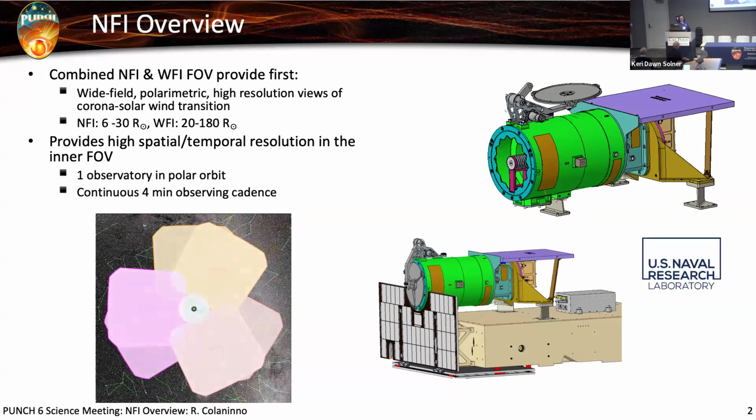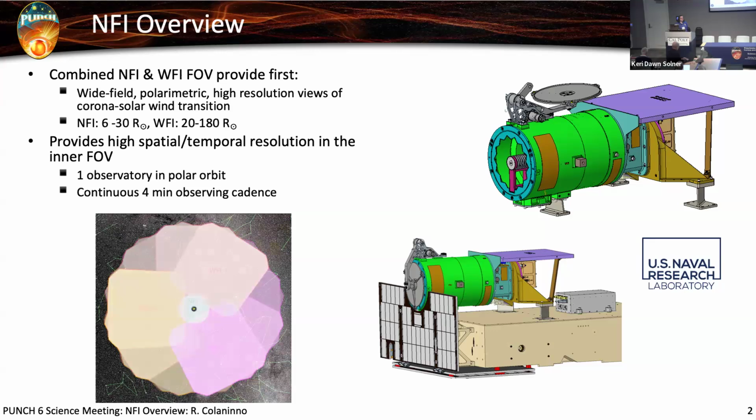NFI will be providing the inner part of the integrated virtual observatory that will be the Punch field of view. Our requirement for the NFI field of view is 6 solar radii to 30 solar radii. We're probably going to do better than that, but I don't want to make any promises until this thing launches. But we will be providing that center part of the field of view. We will also be rolling, which you can't actually see in this movie as well, because our field of view is symmetric. NFI sits on its own spacecraft, and we will be providing images every 4 minutes.